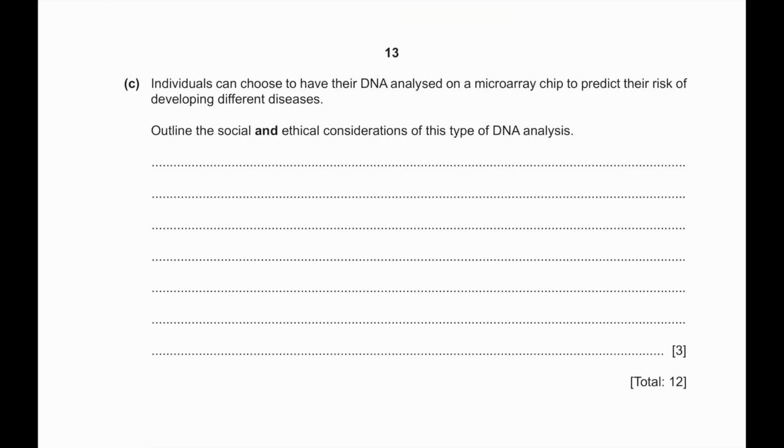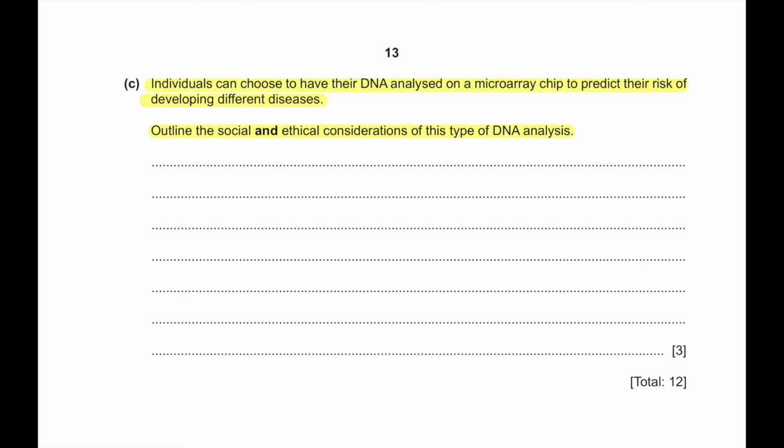Point C. Individuals can choose to have their DNA analyzed on a microarray chip to predict their risk of developing different diseases. Outline the social and ethical considerations of the DNA analysis. DNA analysis is not available for everyone. However, it allows people to plan and organize care.